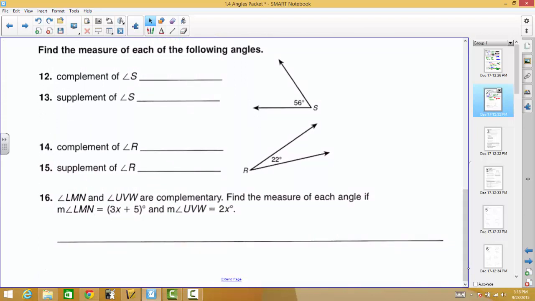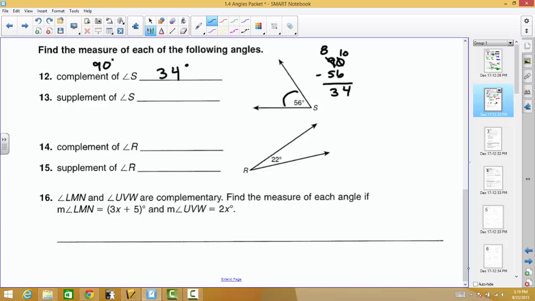So number 12 says the complement of S. So complements mean they add to give you 90 degrees. S is 56, so you would have to do 90 minus 56. And if you remember how to subtract, you borrow. So this 0 is now a 10. So 10 minus 6 is 4, and 8 minus 5 is 3. So 34 degrees would be the measure of the complement of S, and that would make this come straight up so that it's a 90-degree angle.